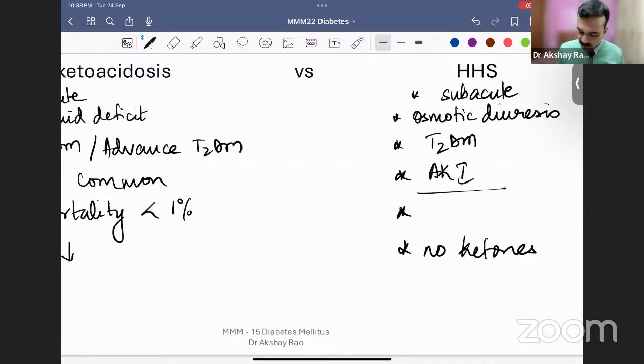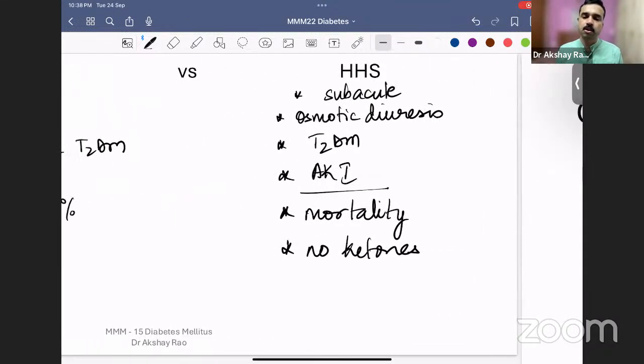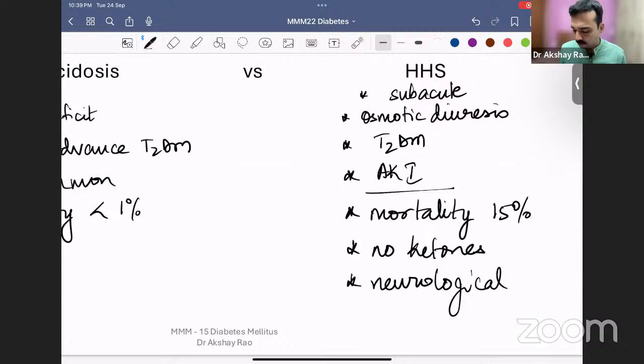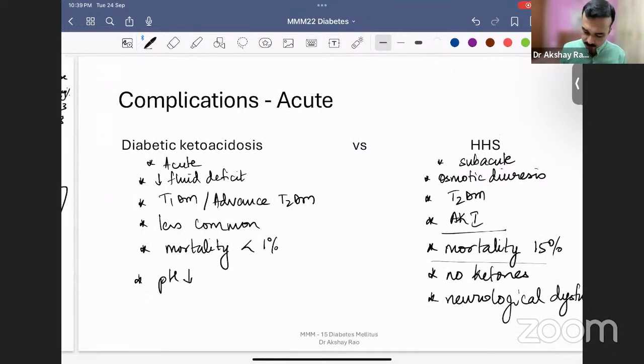But mortality is high. Even at the most advanced center, if they receive treatment with all textbook steps, mortality is at least 15%. It's too late. The problem is the osmotic diuresis has led to neurological dysfunction. They'll both have neurological dysfunction. Okay, HHS, they'll be totally dehydrated, lots of fluid lost, more than 10 liters of body fluid lost, neurological dysfunction, renal dysfunction, irreversible. So 15% mortality in HHS, despite the best of treatment.